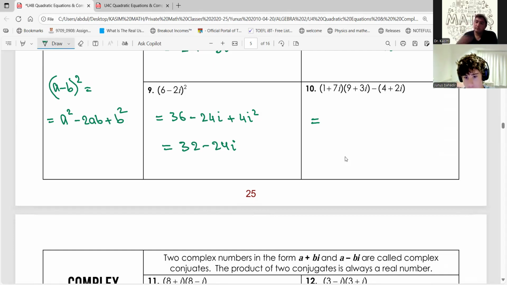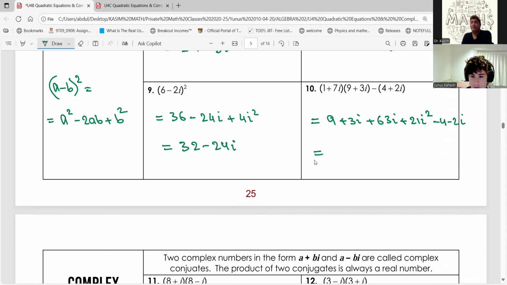Next. Just write this down. So 9 plus 3i, plus 63i, plus 21i squared. And then we do the rest, like minus 4 or minus 2i. Now simplify.